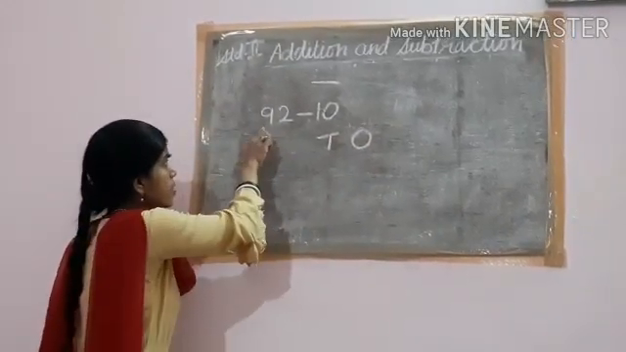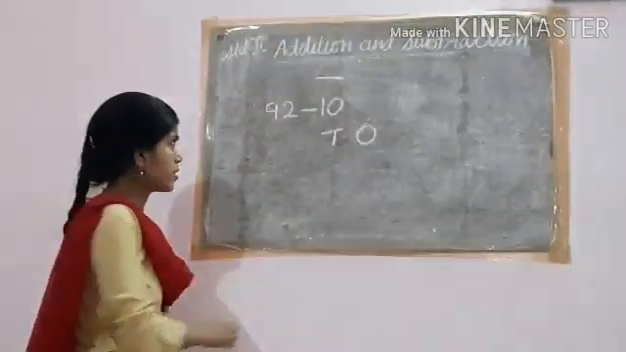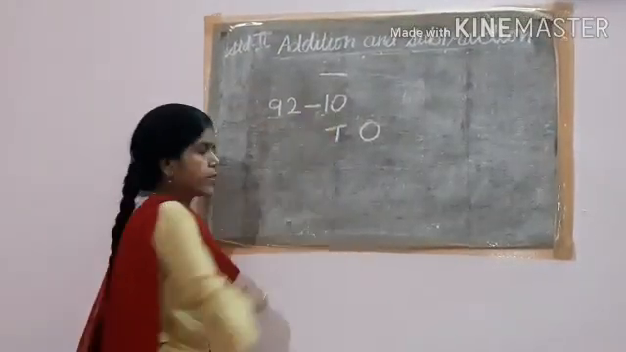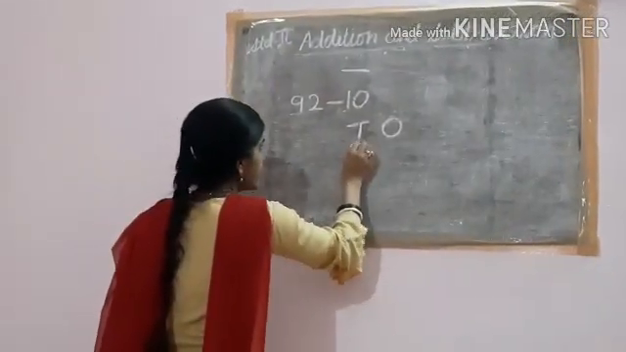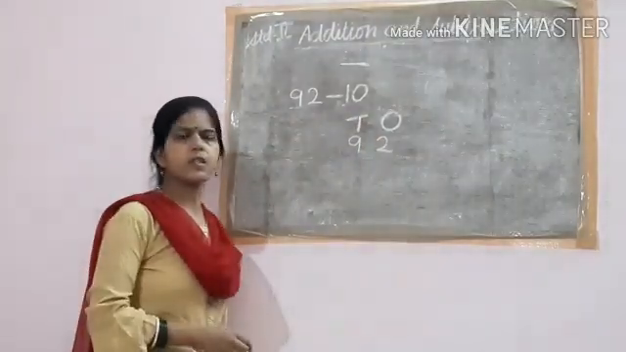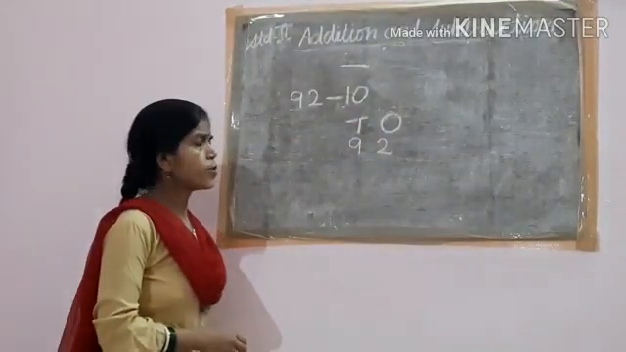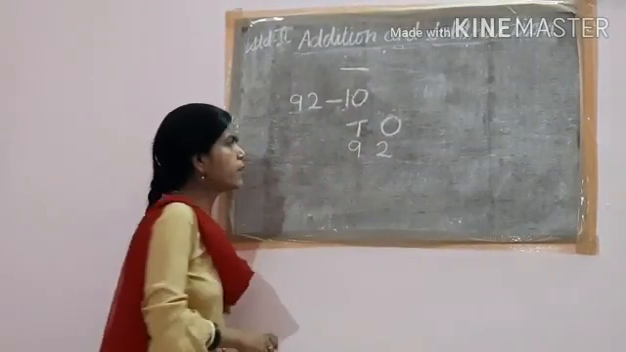Then the bigger number is 92 or 10? So here you are also learning comparing. 9 tens and 1 ten. Which is bigger? 92. So you will write the 92 up. Some of the children write 10 up, then their answers come wrong. Please don't do that. Always write the bigger number up.